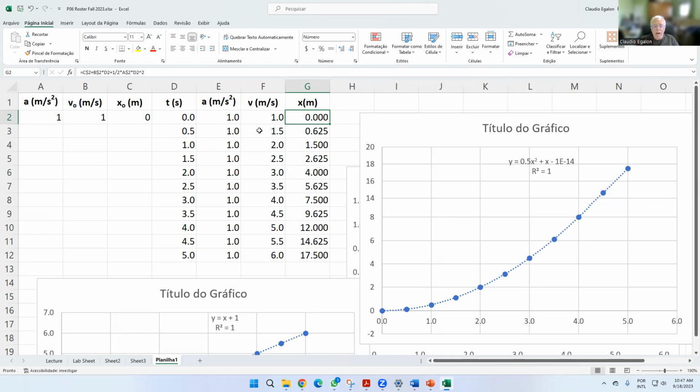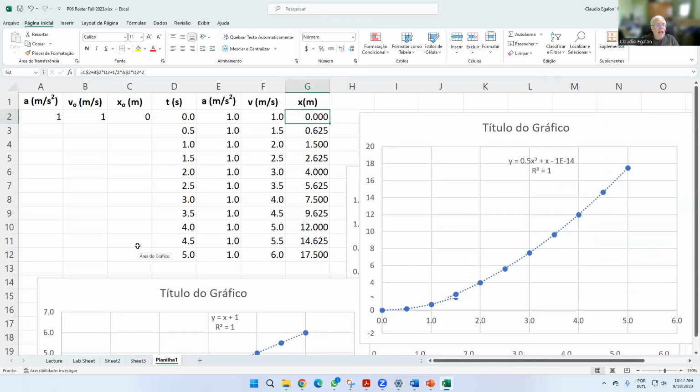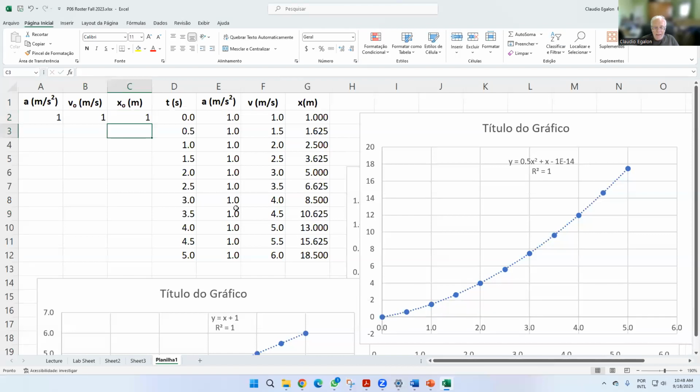Okay. Yeah, the graph here is okay. There's nothing wrong with this graph, but this one shifted, right? You can see it shifted to 1 meter. Now, this one's going to shift if you put x not equal to 1, right? It's going to shift like that.